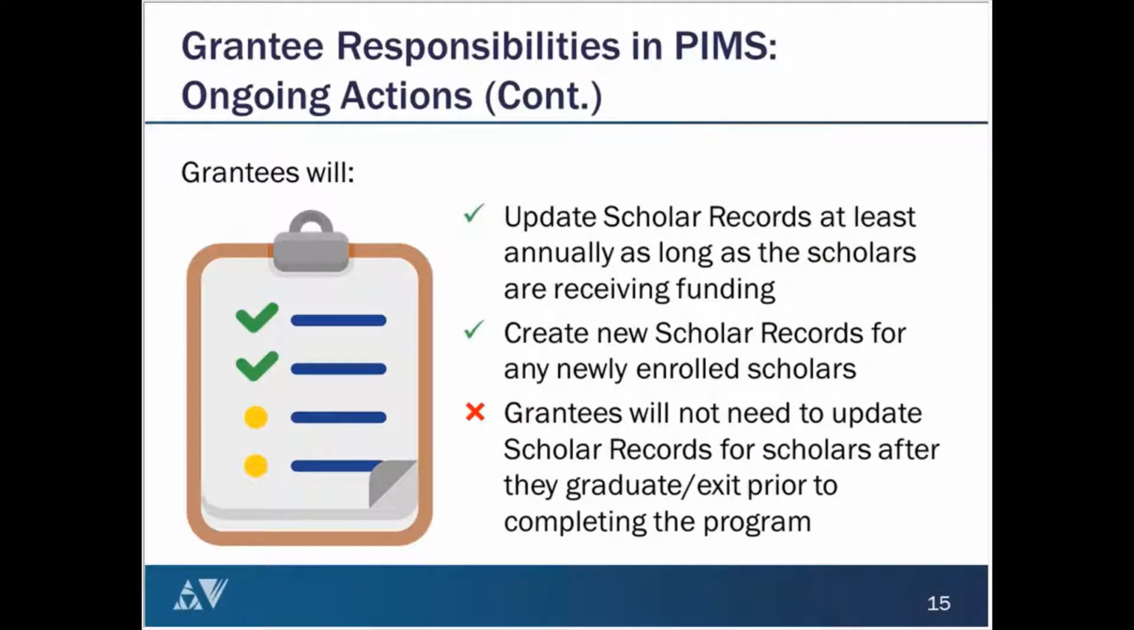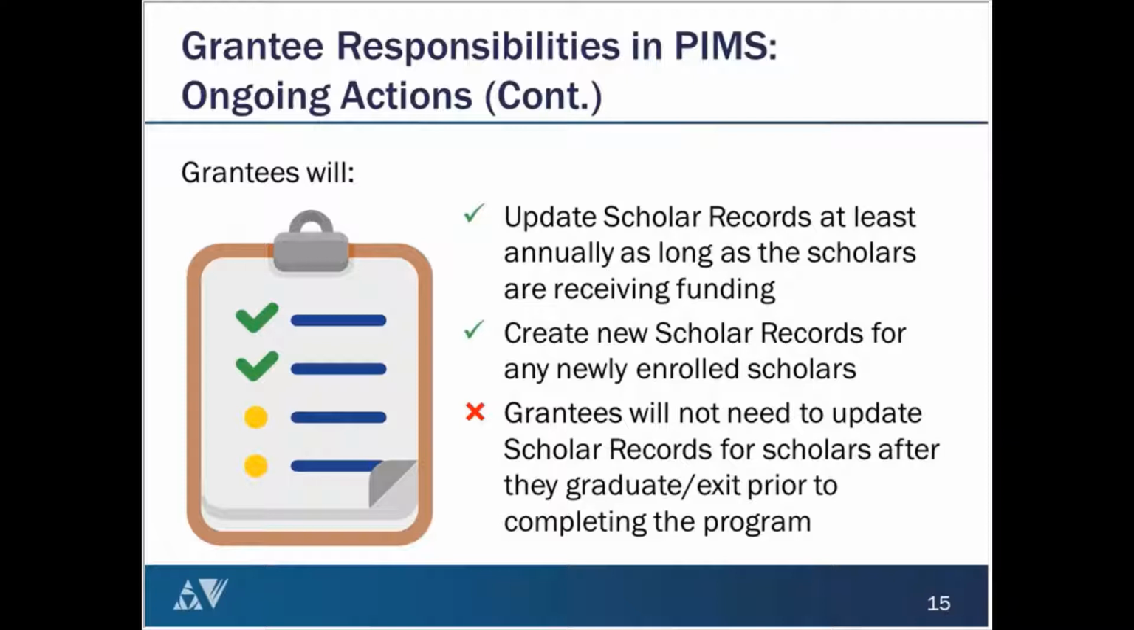Additional ongoing activities that you as grantees will be responsible for will be, once a year, to review and update scholar records as long as they are still continuing to receive funding. And then certainly add additional scholars that enroll in your programs and create these scholar records for them.